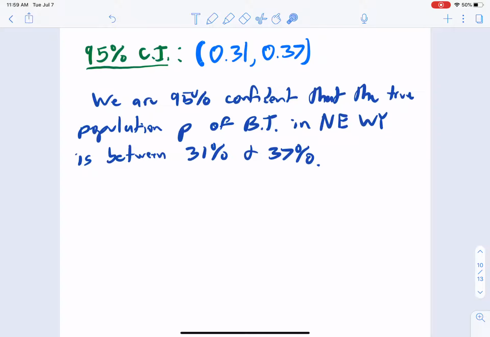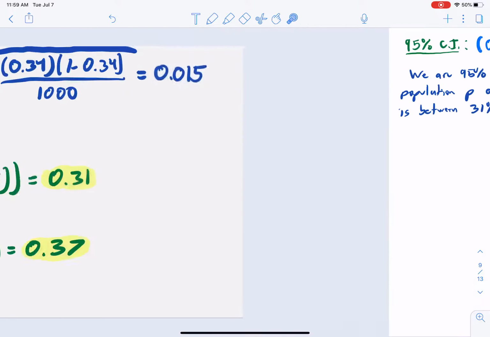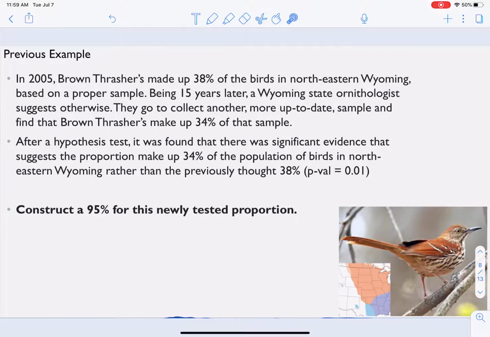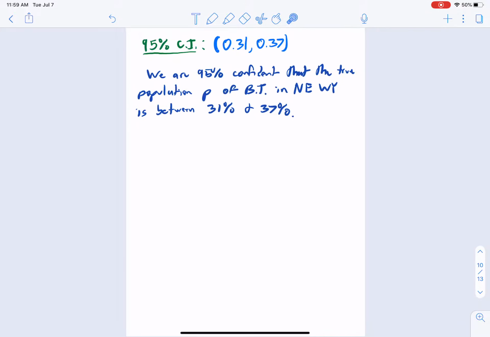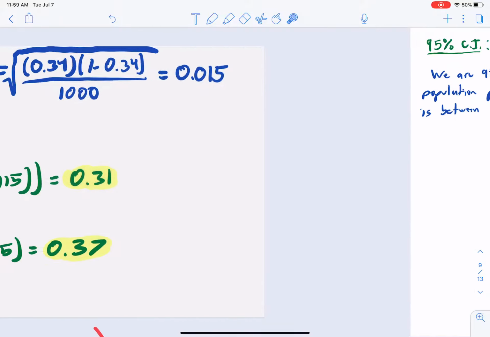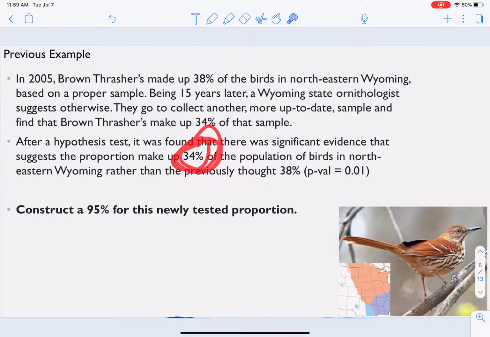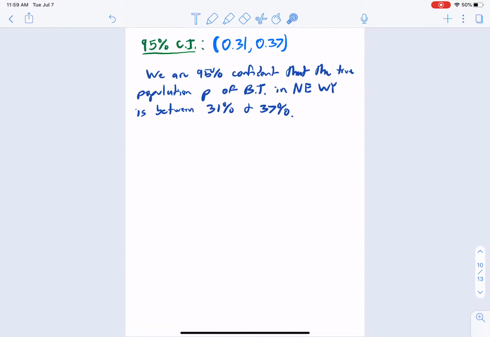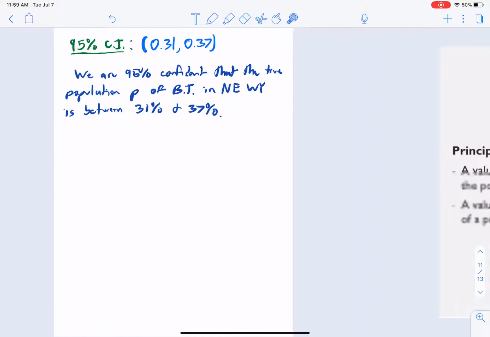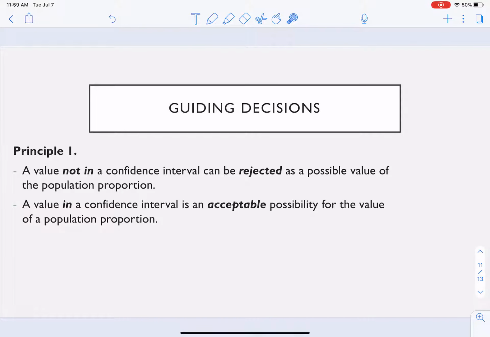But with this, we see a few things that are neat about confidence intervals. We see that our null hypothesis, our null proportion here, is not in the interval, right? But what is the proportion that we went out and found? 34 is in between here, kind of in the middle too, which is great. So that leads us to a couple of principles about confidence intervals that are super important.